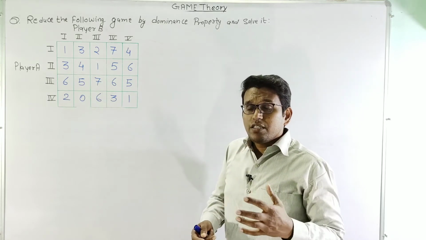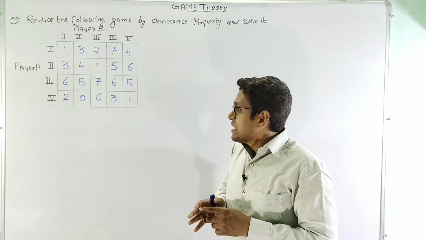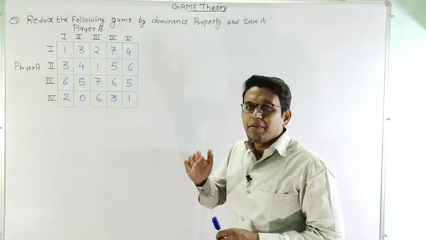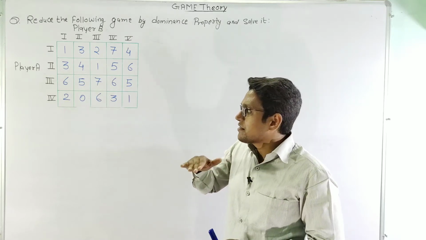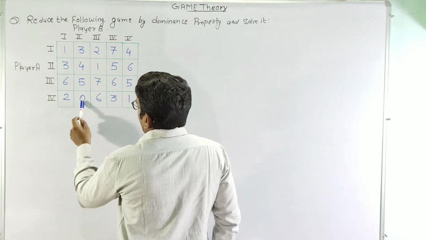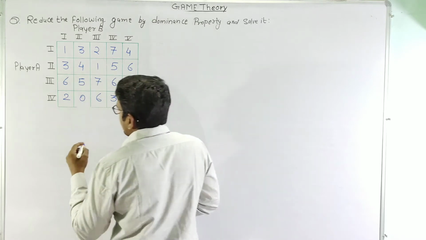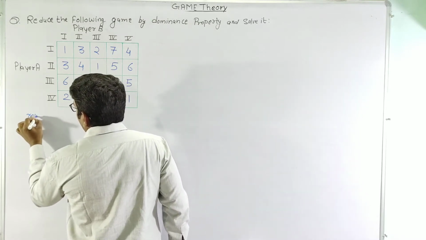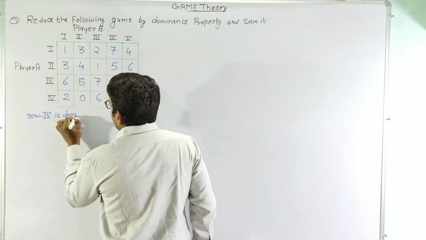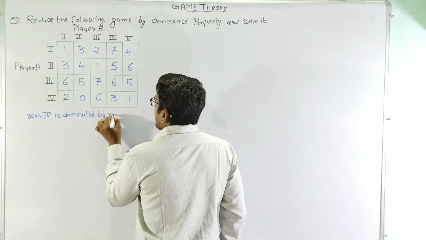And we have also learned in the previous lectures that in row domination, each element in the dominated row must be less than or equal to the other existing row. So here this is the dominated row and each value of this row is less than the other existing row. This shows that row 4 is dominated by row 3.